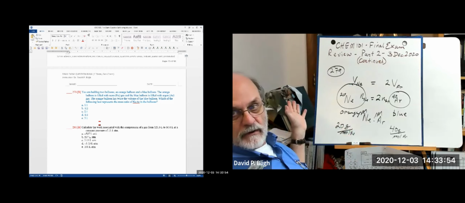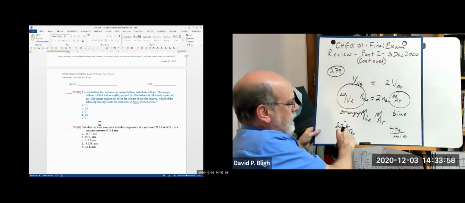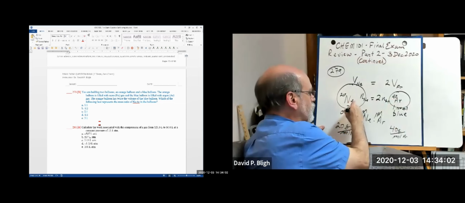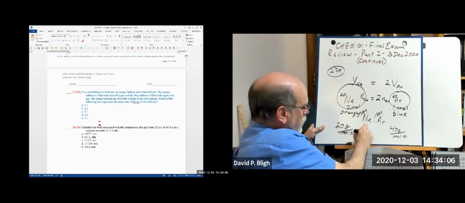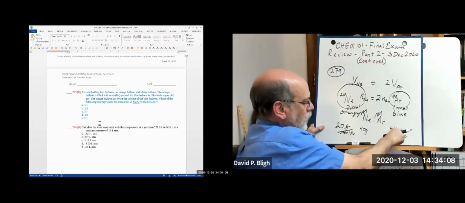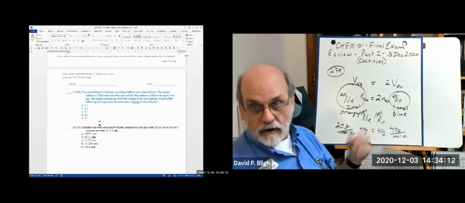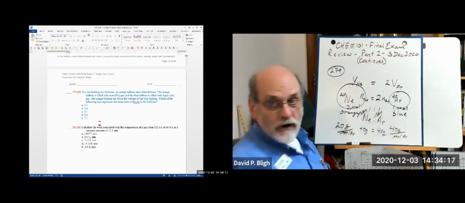Let's just pick a number. Say you have 1 mole here. That means you have 2 moles here, right? So 2 moles times this would be 40 grams. And 1 mole times this would be 40 grams. They're equal in mass. So the ratio is 1-to-1.